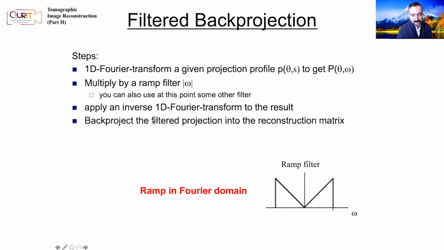All right, and then once you're done, you do the back projection. So take a projection profile, 1D transform it, multiply it by the ramp to put more emphasis on the higher frequencies, because in tomographic acquisition, you're undersampling higher frequencies, so you have to help it out. So you weight it by this ramp filter, and then you do the inverse 1D Fourier transform. So now you've kind of helped it out, and now you can do the back projection.